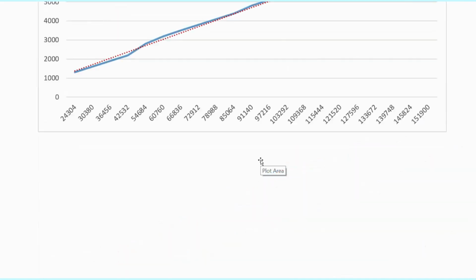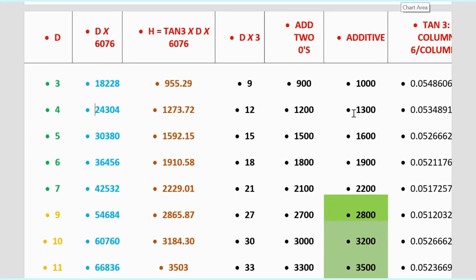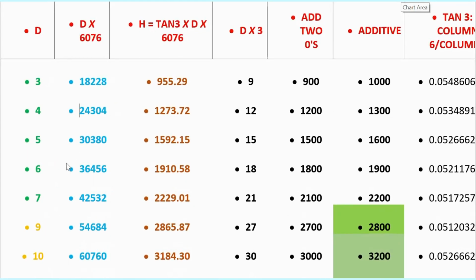So normally when we go back to this table here, I want you to appreciate the fact that this additive is very important. Let's say you want to be at 6 miles from a particular fix. 6 times 3 is 18. Add 2 zeros and just give it 100 feet. So 1900, and so on and so forth. This will keep you safe from terrain as well. You won't be too low.